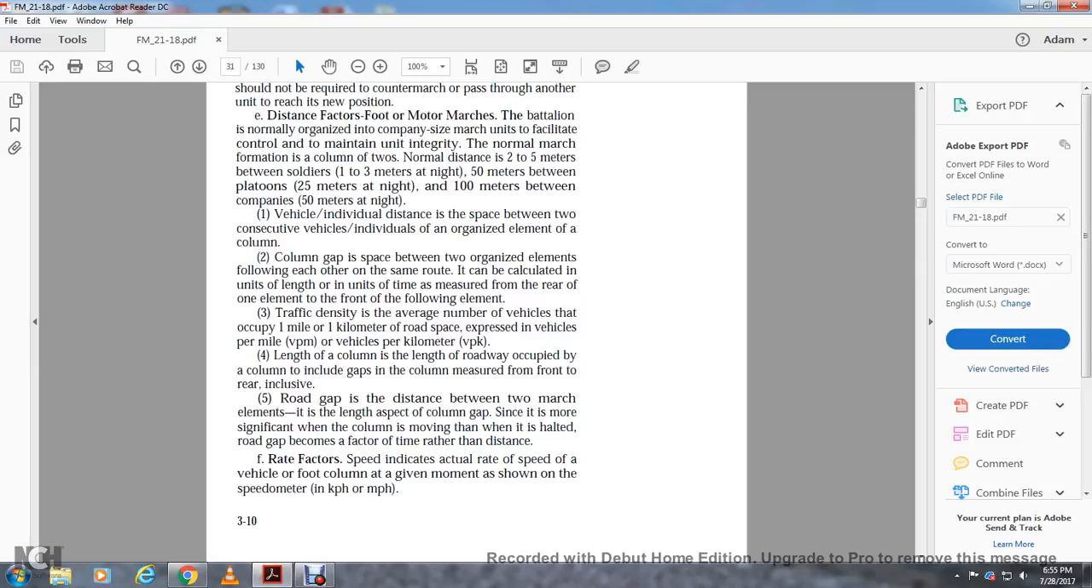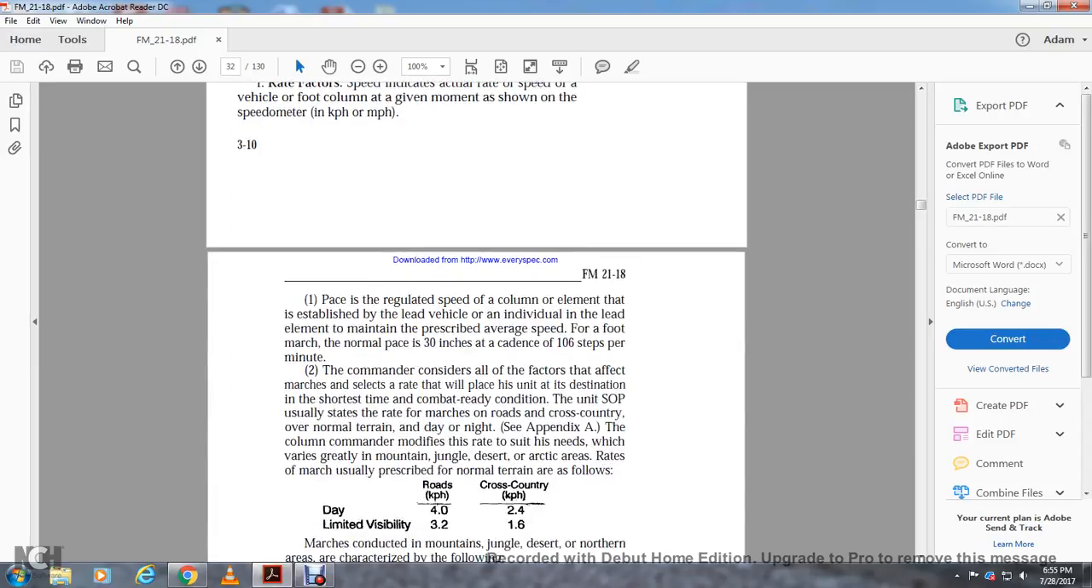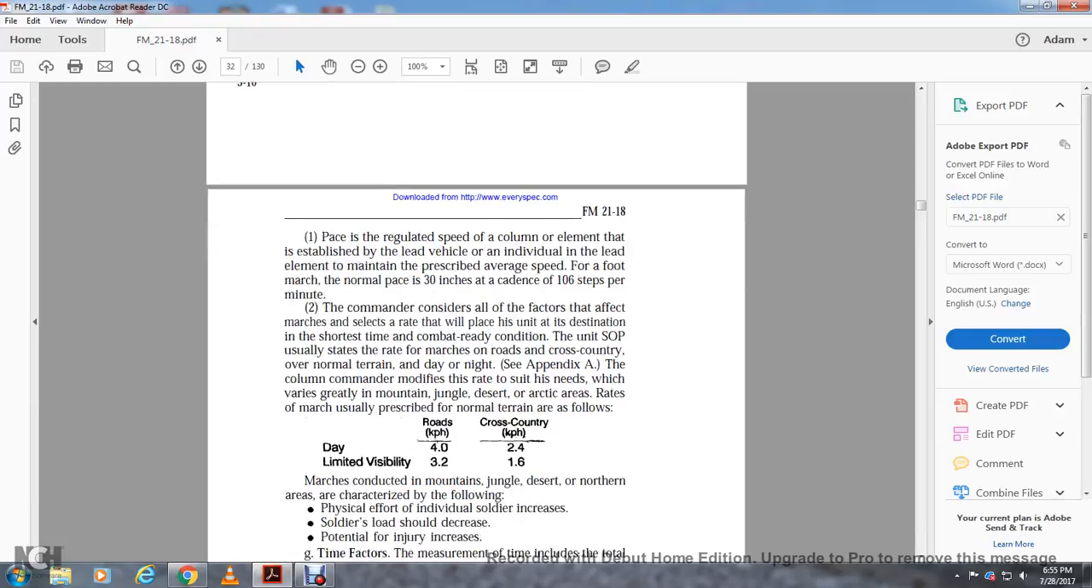Rate factors. Speed indicates the actual rate of speed of the vehicle, or of a foot column, shown on the speedometer in kilometers or miles per hour. Rate is the regulated speed of a common element established below the vehicle level. The individual lead element will maintain the prescribed average speed. For the foot march, the normal pace is 30 inches, with a cadence of 106 steps per minute.